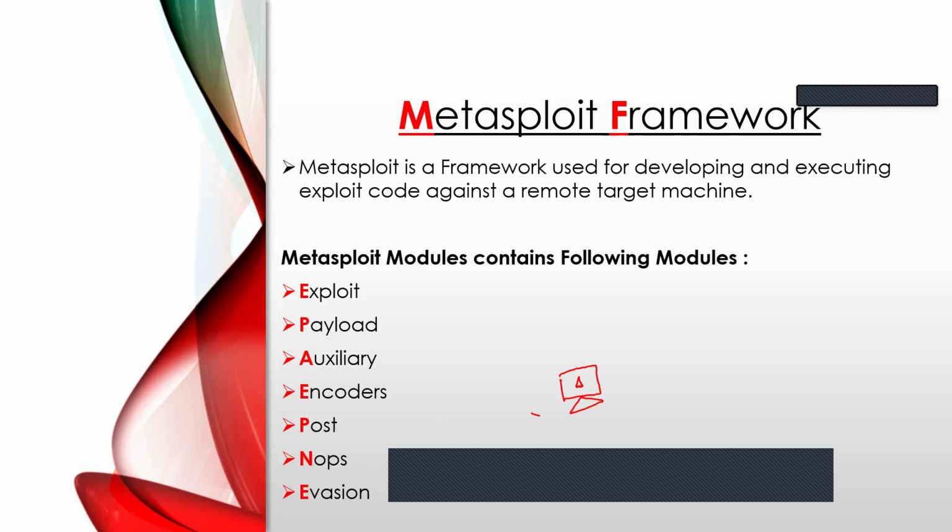Next, we have evasions. Evasions are for when your system is protected by some kind of security mechanism and you want to bypass it. Using evasion modules, we can bypass those security controls, whether it is an antivirus or user access control. So these are the modules present in the Metasploit framework. Using these modules, we are going to exploit the target.